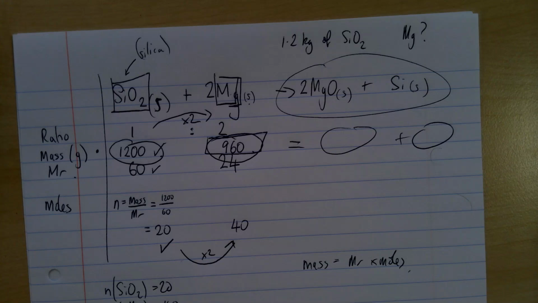So sometimes they will say, here's the mass of the reactants, what will the mass of the products be? Or here's the mass of one of the products, what must the mass of the other product be based on the mass of the reactants? It's dead simple. It's all the same.